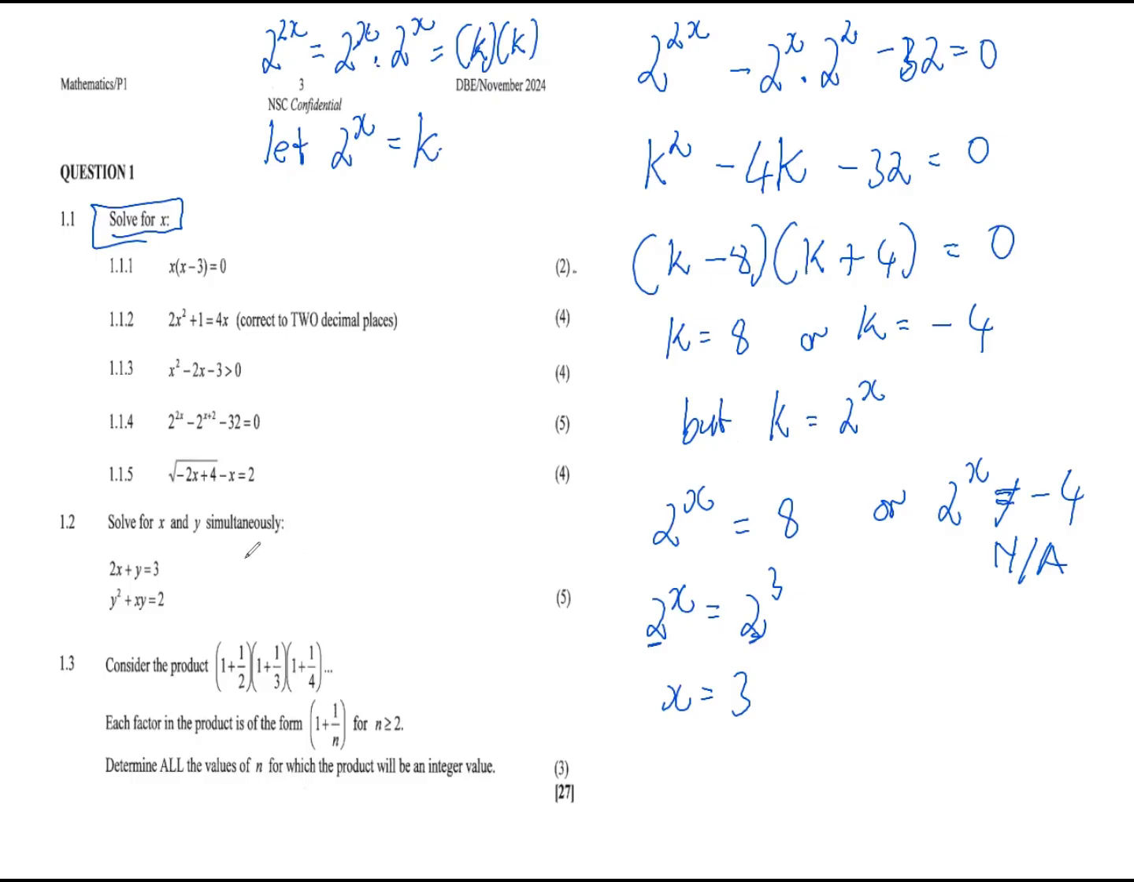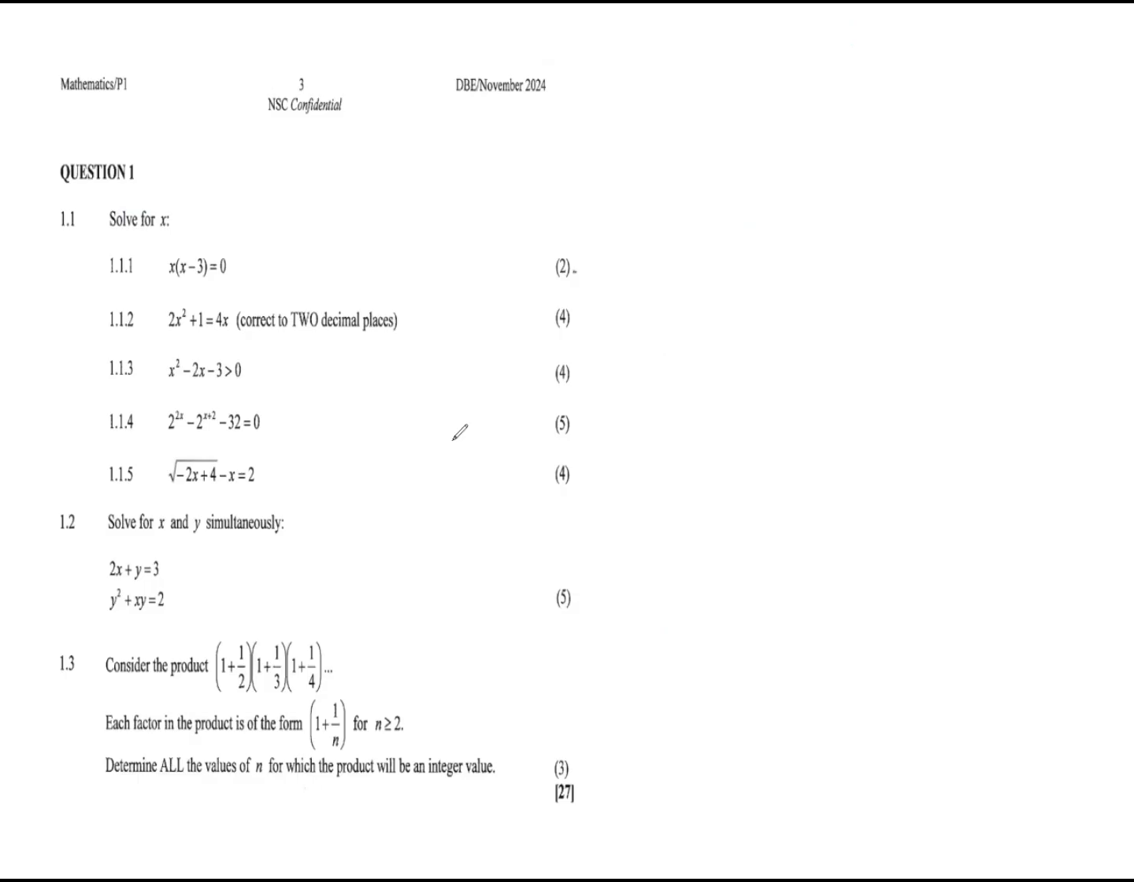Okay, sharp. Then 1.1.5, we have this. So 1.1.5, this is square root of negative 2x plus 4. And then this is outside, right?